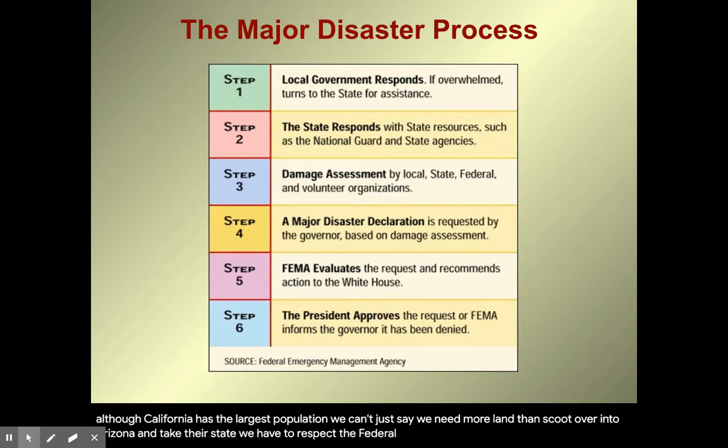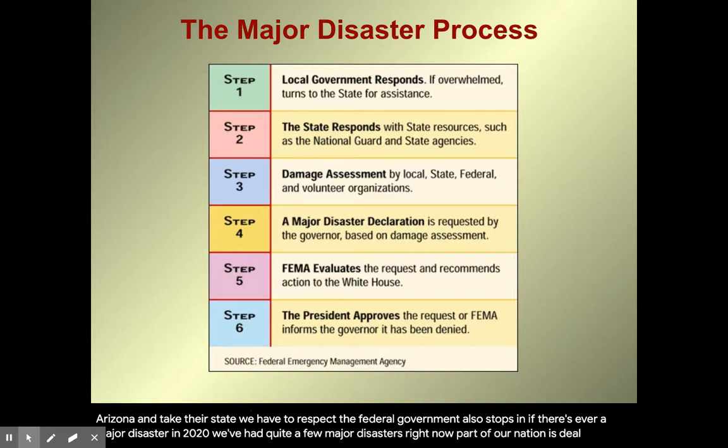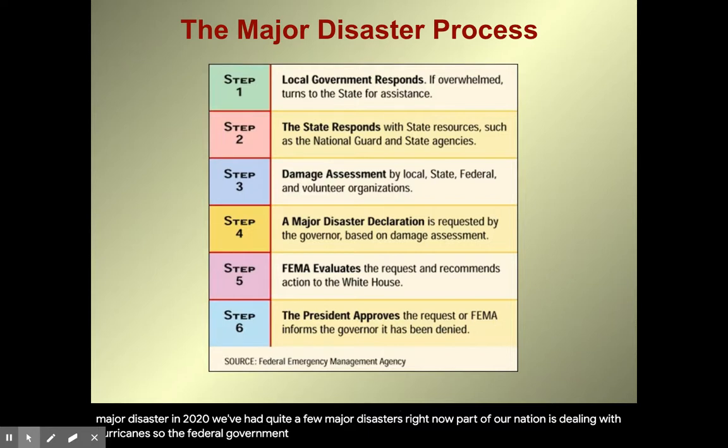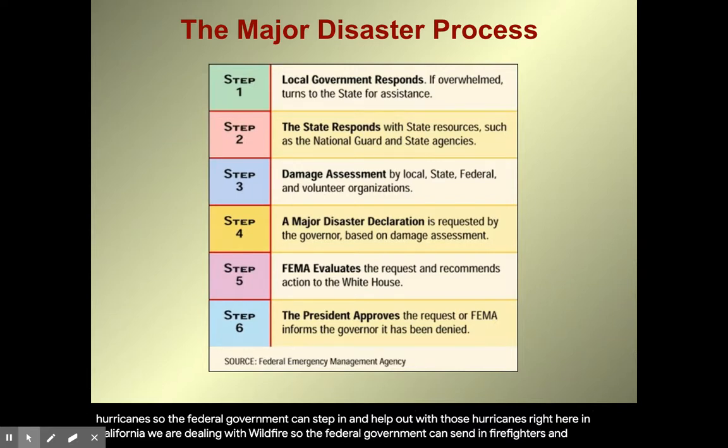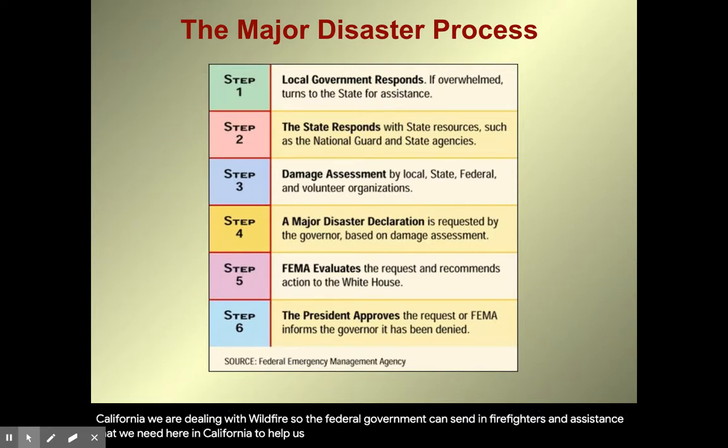The federal government also steps in if there's ever a major disaster. In 2020, we've had quite a few major disasters. Right now, part of our nation is dealing with hurricanes, so the federal government can step in and help out with those hurricanes. Right here in California, we are dealing with wildfires, so the federal government can send in firefighters and assistance that we need here in California to help us out. And the federal government is helping the entire nation with the disaster of the COVID crisis right now.